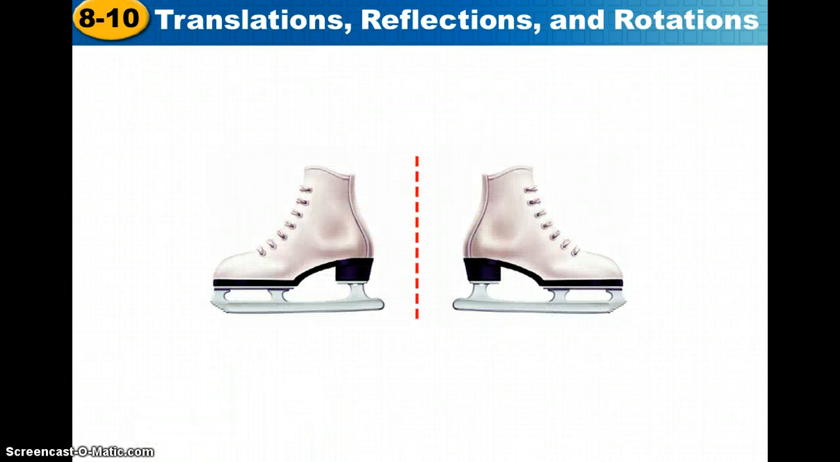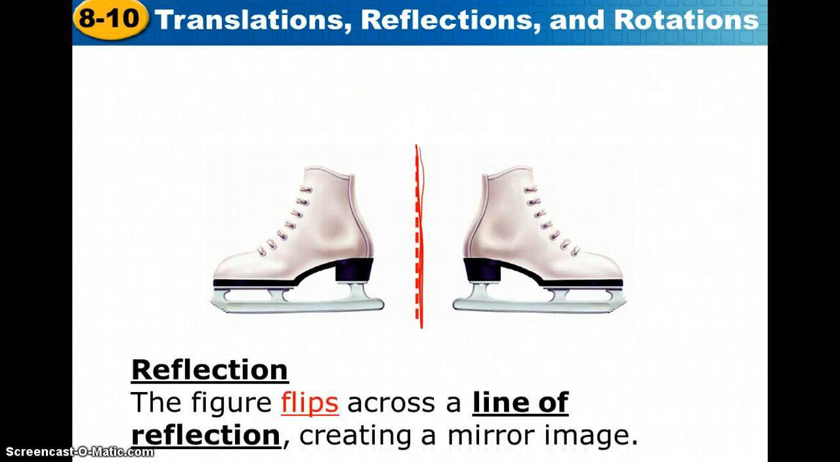Now this skate didn't just slide, it did what we call a flip in elementary, and our word for flip is now reflection. A flip across a line of reflection, and it of course created a mirror image. Our toes were here and now they're here. Here's our heel and here's our heel.